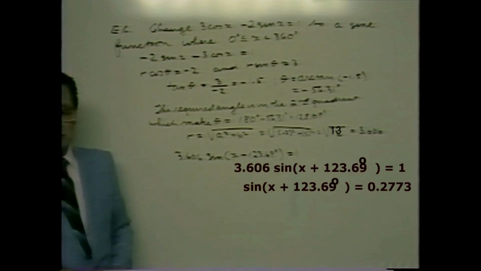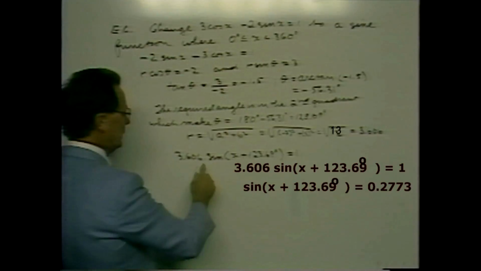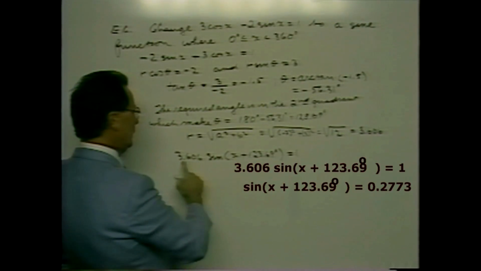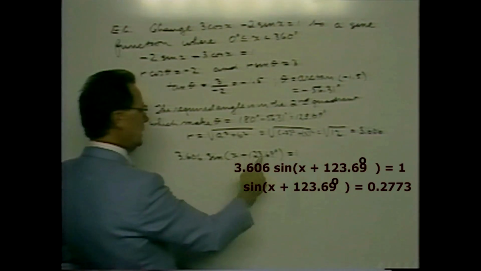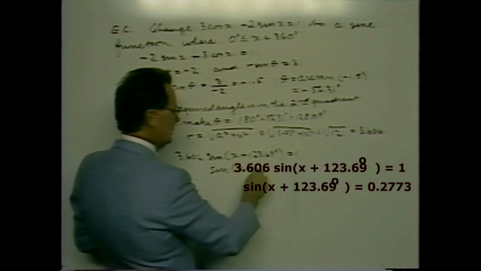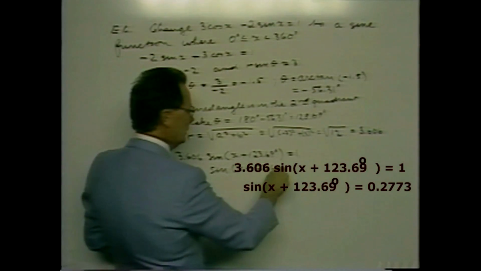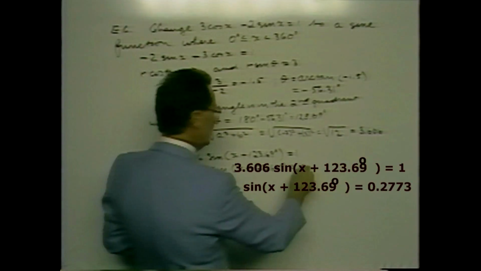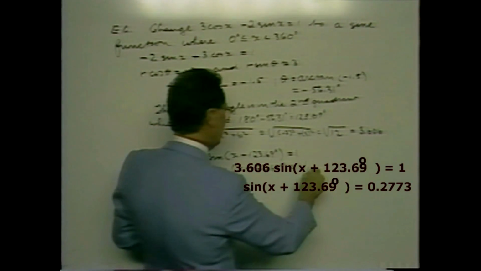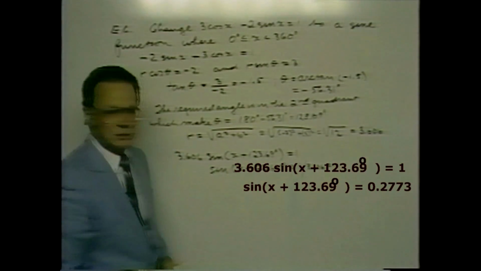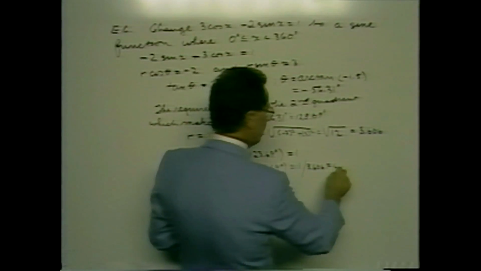We continue to determine what x equals by dividing both sides by 3.606 as one of the required steps in obtaining all the angles for x for which the statement is true. So it's 1 divided by 3.606, which amounts to 0.2773.